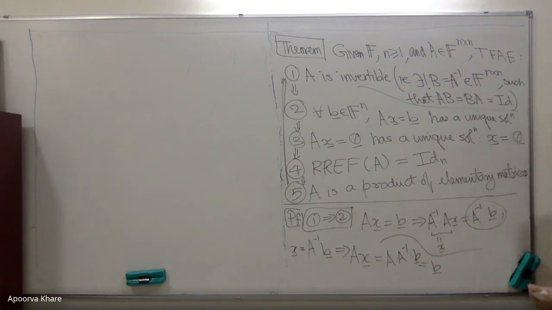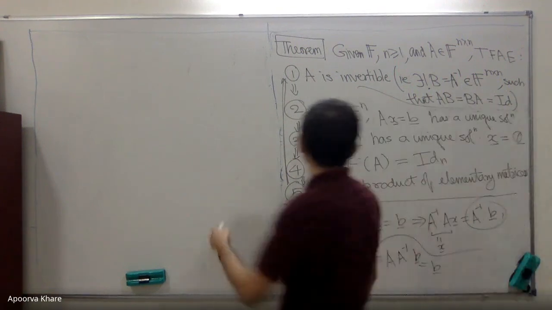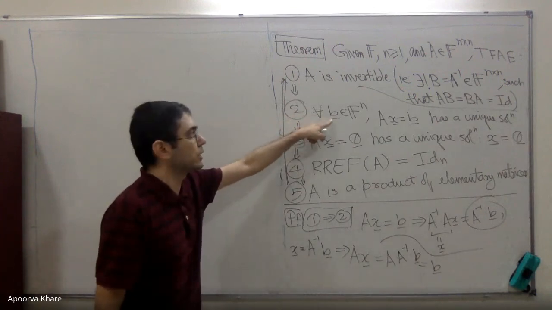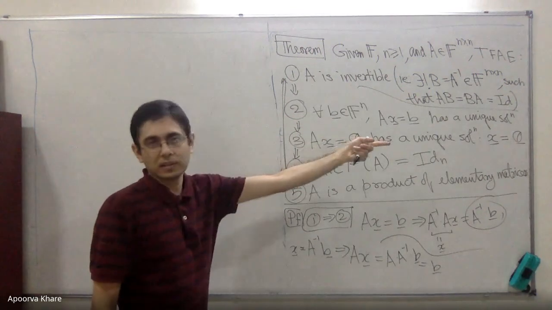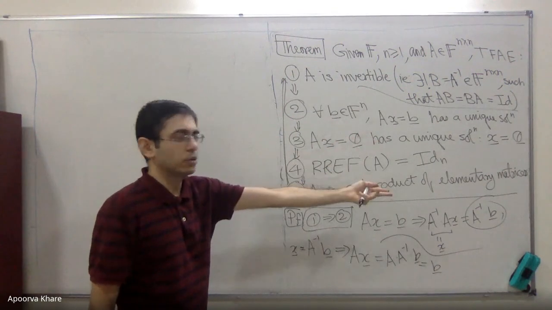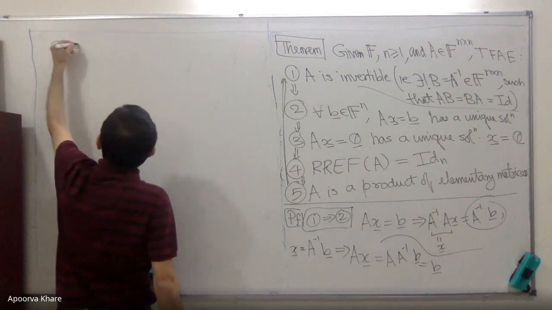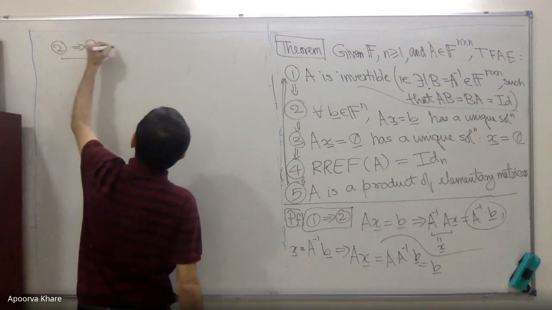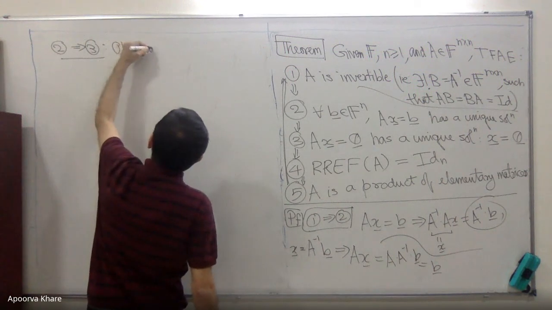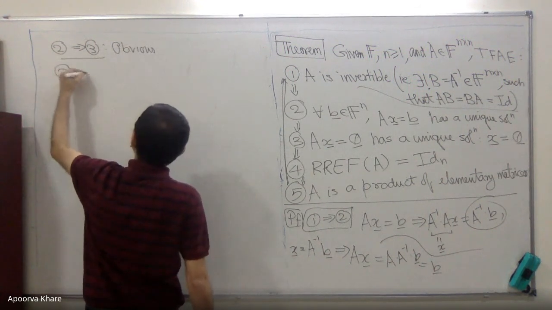So 1 implies 2 is easy. 2 implies 3 is even easier. That's obvious, because if it's true, well, set B equals 0, you get this answer. A inverse of 0 is 0. Anything times 0 is 0. 2 implies 3 is obvious. I'll just say it's obvious. 3 implies 4.